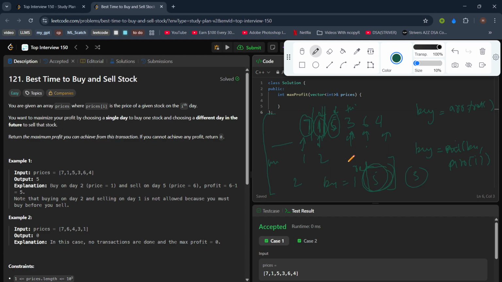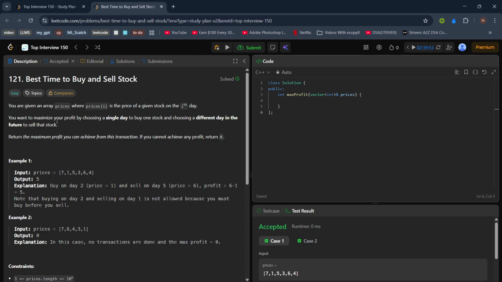I think if I write the code, you will understand better what I'm trying to say. So let us jump onto the code editor and start writing code for it. Let's create a variable n for the size of the array. This is our pointer which will be pointing to the first element of the array. And then we do for int i equals 1, because we cannot sell on day 0. If we haven't bought anything, how can we sell? So i less than n, i plus plus.